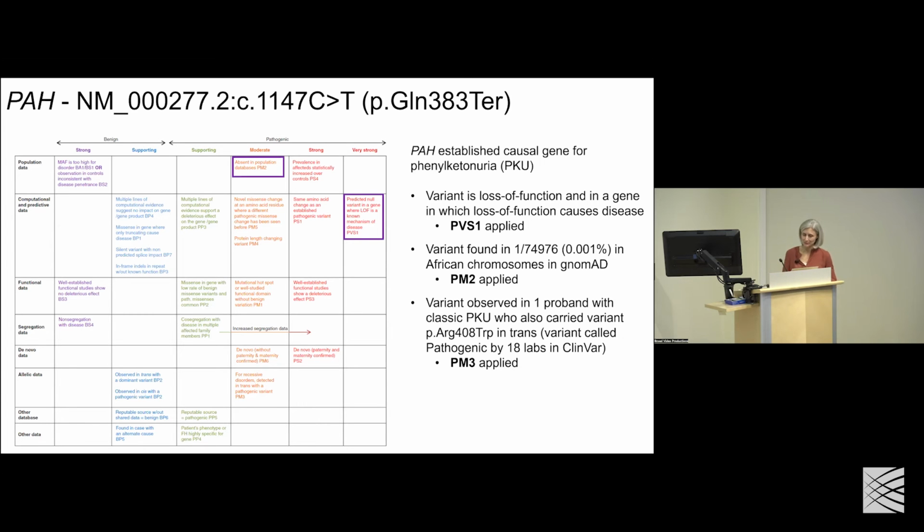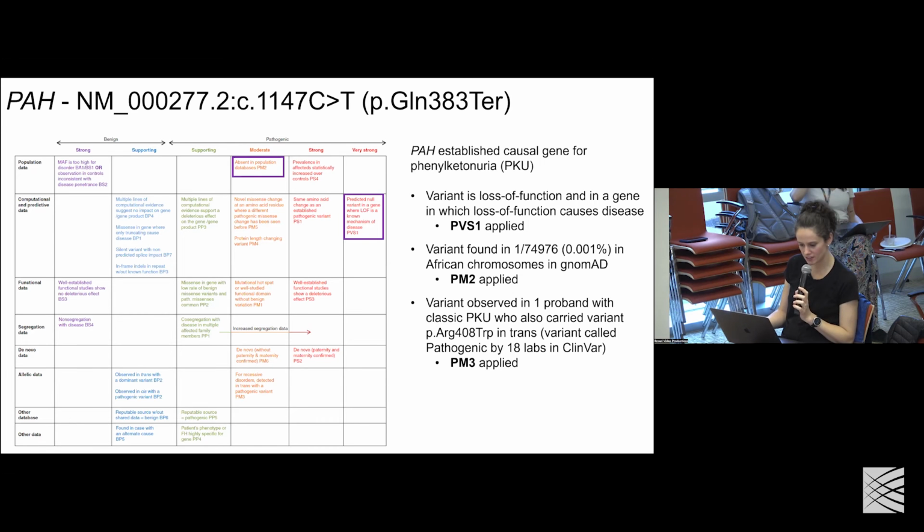Can I ask a question from online about that? Someone anonymously asked about how these pathogenicity encodings relate to genetic ancestry. And they're wondering, are there any examples of variants that are pathogenic in one ancestry but benign in another?